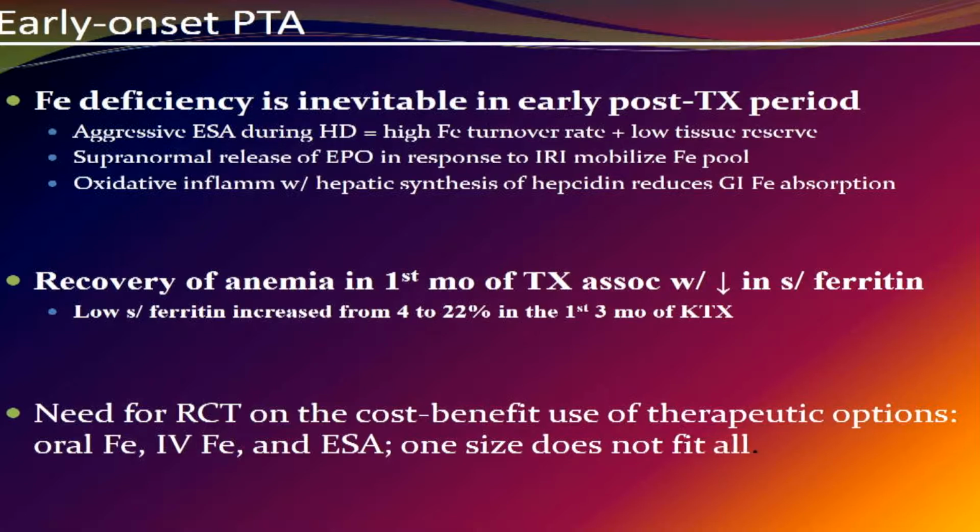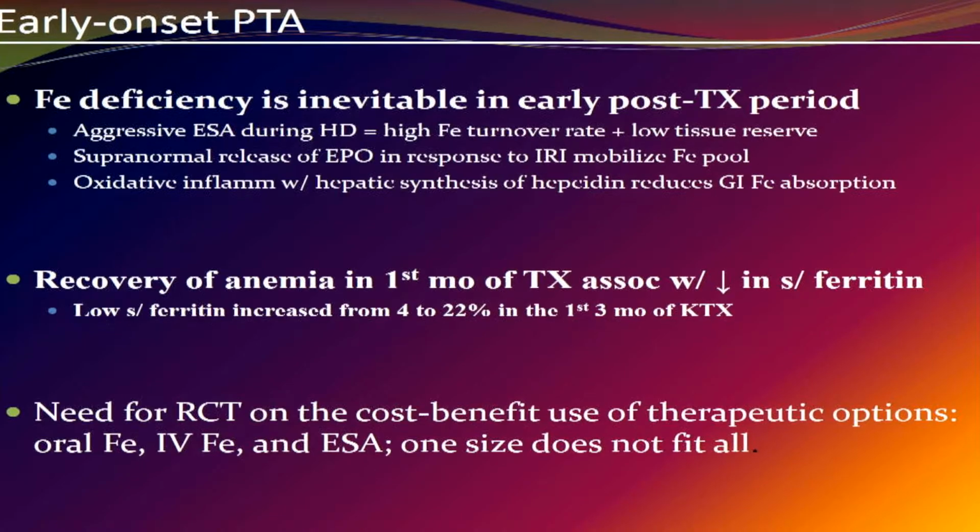So what this brings to mind is that there is need for randomized control trials on the cost-benefit use of the available therapeutic options. While oral iron may be adequate for some people, IV iron may be necessary for some other people, and definitely not all of them are going to need erythropoietin, at least for early post-transplant anemia. So in short, one size does not fit all.